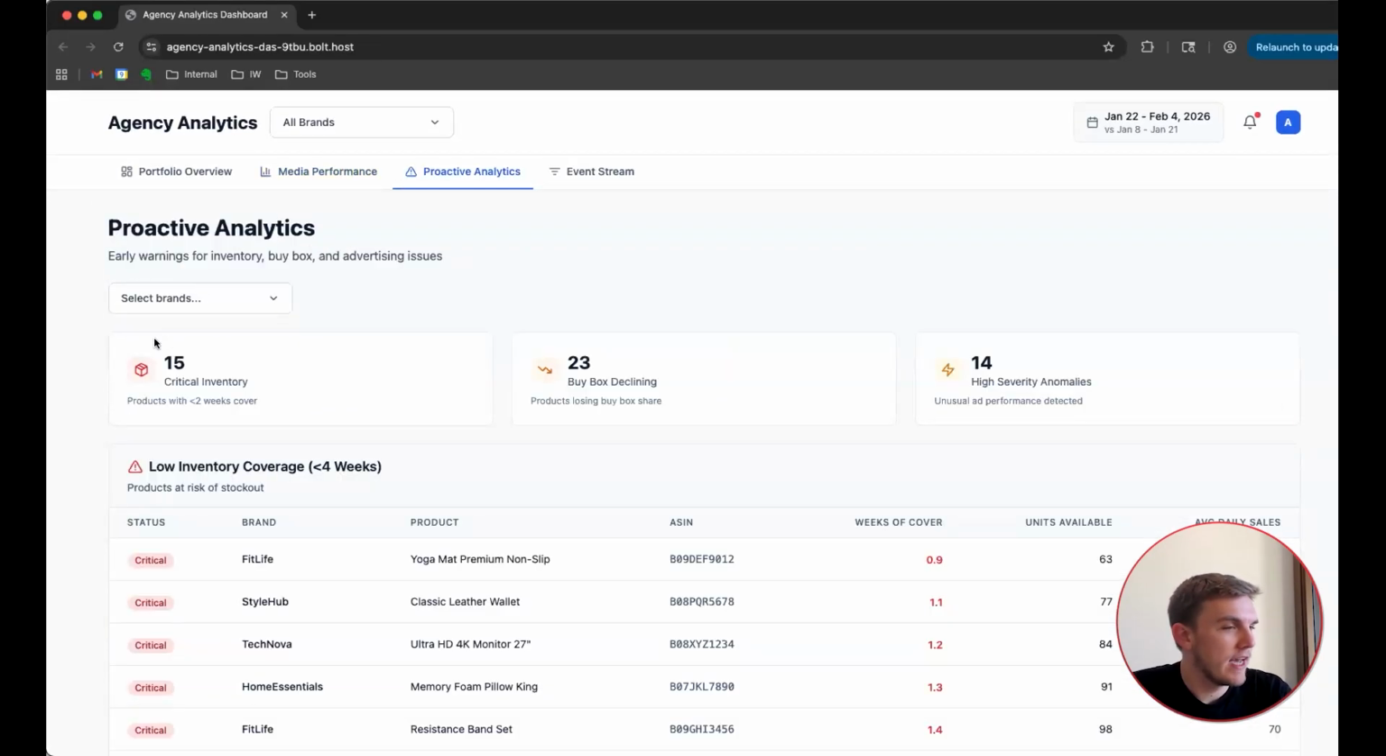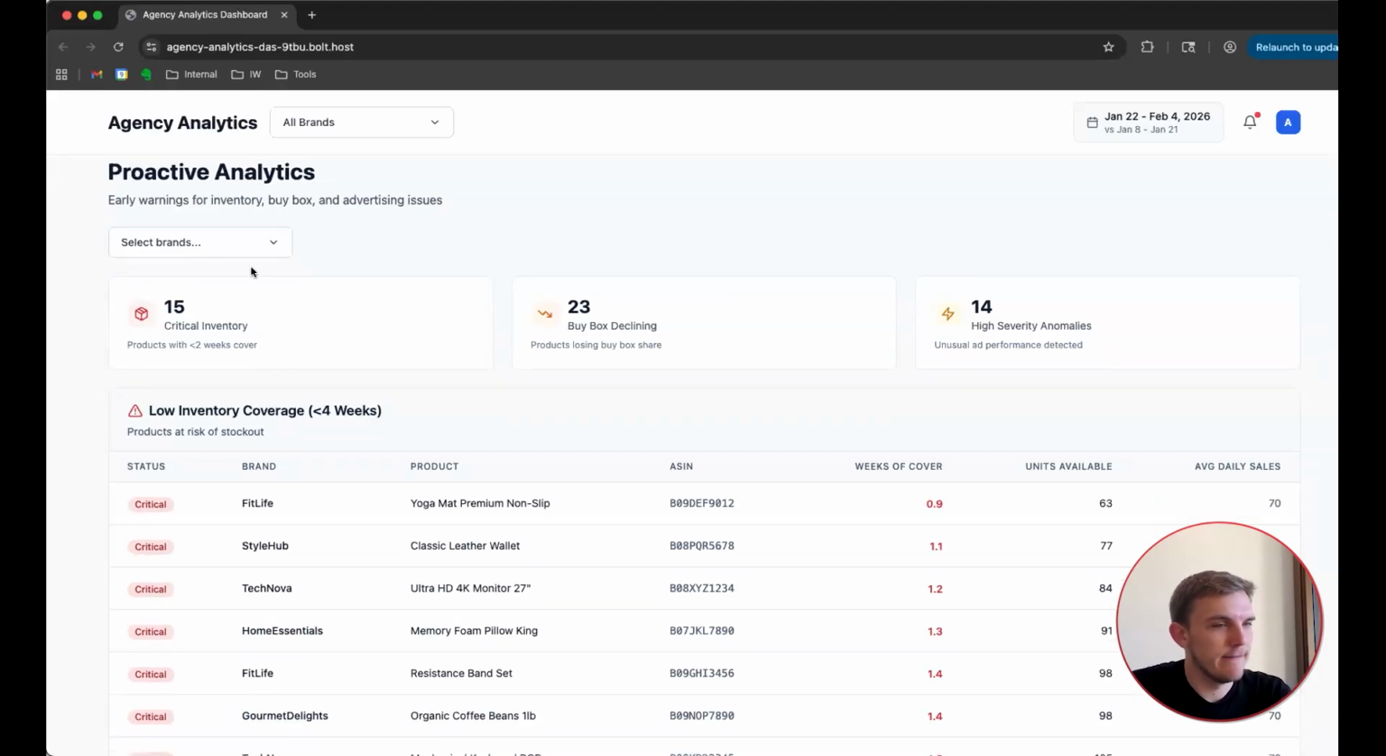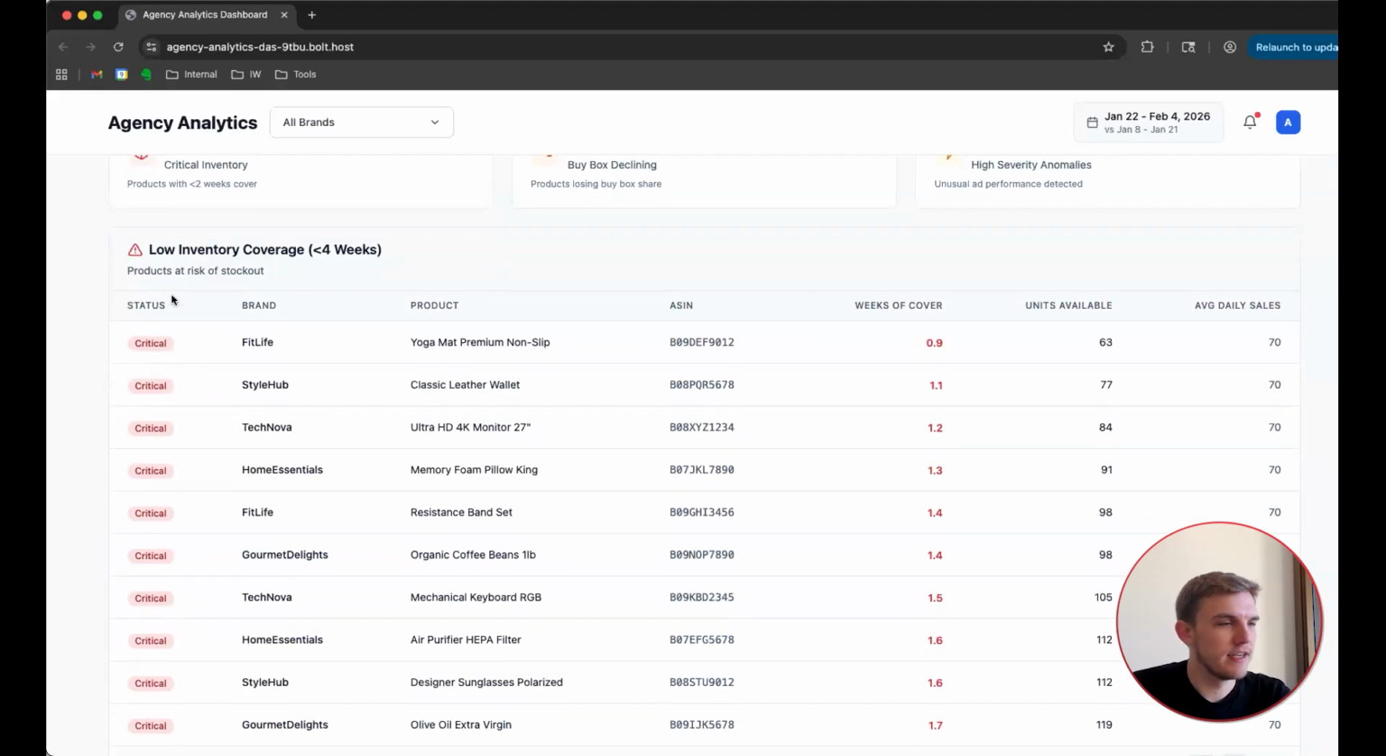Same thing for looking at analytics that might be a little bit more proactive. So again, we talked about looking at inventory, buy box, and ad anomalies. So here is a list of things where I have key ASINs, and maybe we'd add a sales column here, and I could sort by the last month's sales that are falling below whatever that inventory threshold I set was. So I could see here, hey, maybe this product is below 1 week of cover.